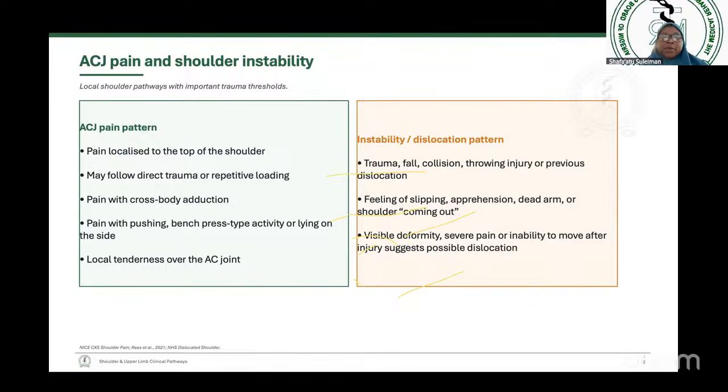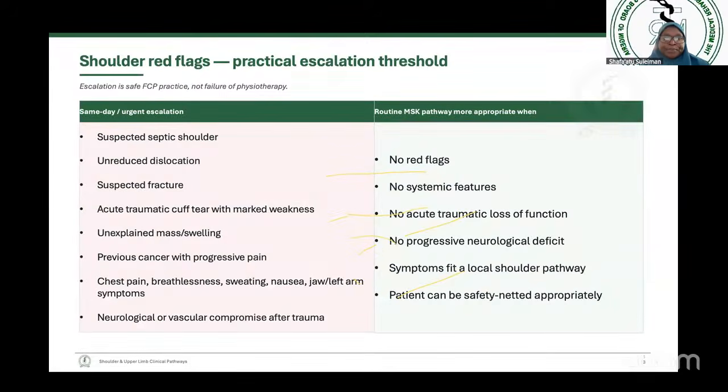Feeling of slipping or apprehension, that we can always test with our apprehension test. And then dead arm being reported by the patient, or the shoulder coming out of place. So visible deformity, severe pain, or inability to move after injury is suggestive of possible dislocation. Definitely, that will also change our management plan.